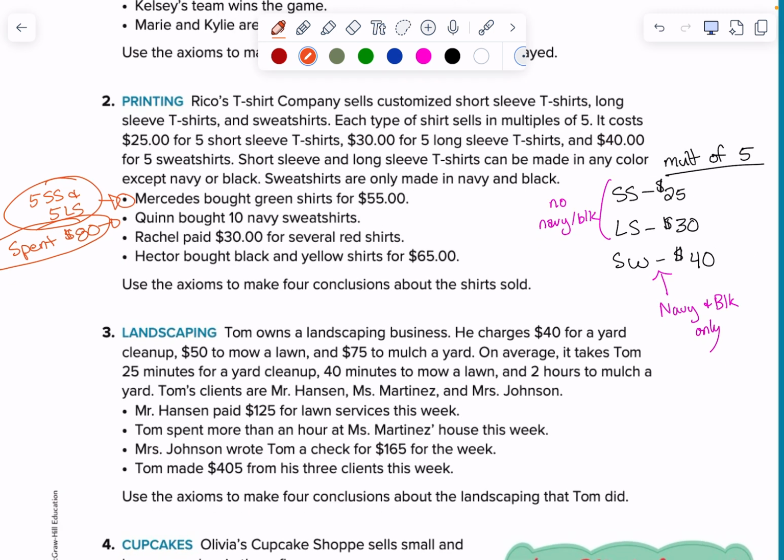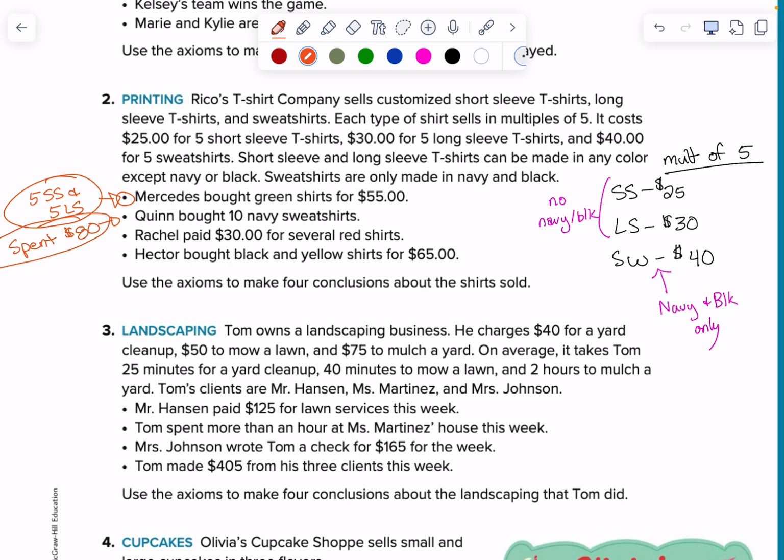Now, Rachel paid $30 for several red shirts. She bought 5 long sleeve. I have a question. Yes. Can we write down our answers on a separate piece, like a notebook? If you want to, that's fine. Would we just put it with it? I'll just have you staple it to the page. Yeah, that's fine if you want to.